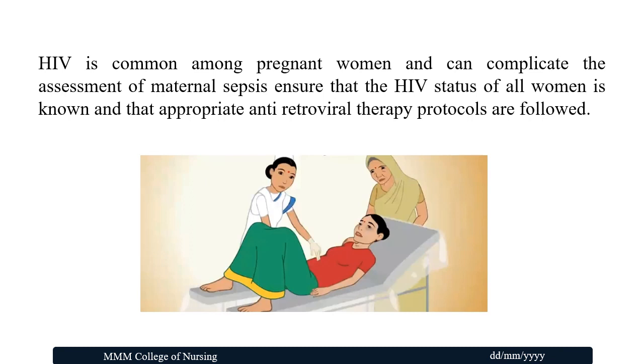HIV is another thing you should keep in mind. HIV is common among pregnant women and can complicate the assessment of maternal sepsis, so ensure that the HIV status of all the women is known and that appropriate antiretroviral therapy protocols are followed. So you should exclude HIV infection when you are suspecting any infection in the woman. So this is about maternal sepsis.